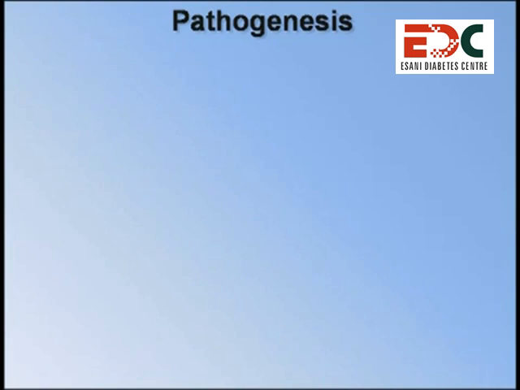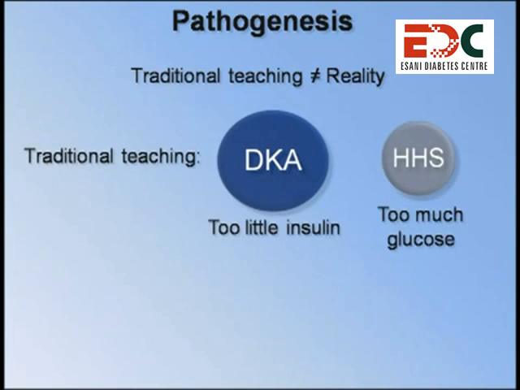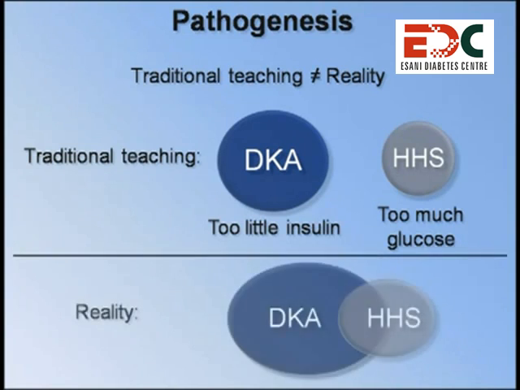Let's move on to talk about the pathogenesis of these conditions. As with the epidemiology, traditional teaching does not match reality. That traditional teaching usually explains the difference between these conditions by stating that DKA is due predominantly to too little insulin, while HHS is due to too much glucose. This is a tremendous oversimplification. In reality, there's a great amount of overlap in the pathogenesis of the two syndromes.